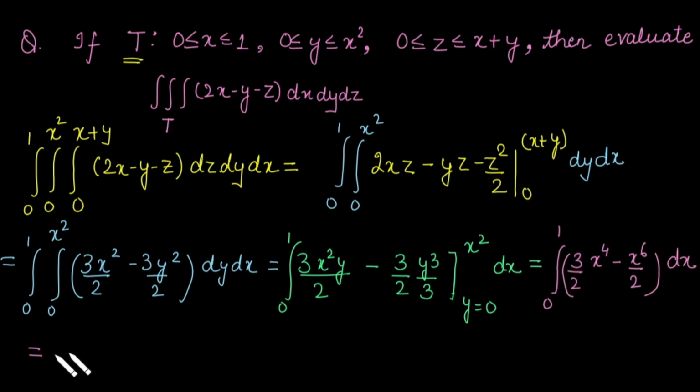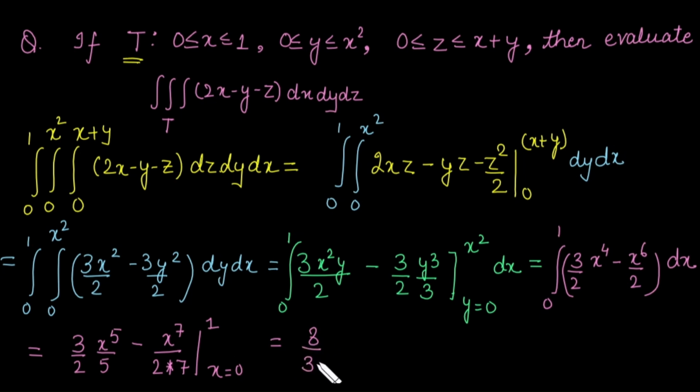Now take its integration with respect to x, that is 3 by 2 x raised to power 5 by 5, because its integration is x raised to power 5 by 5 minus, in this case, x raised to power 7 by 7 but multiplied by 2, and the limit of x is 0 to 1. Substitute upper limit and lower limit. We have in this case, this is equal to 8 by 35, and that is the final answer in this case.